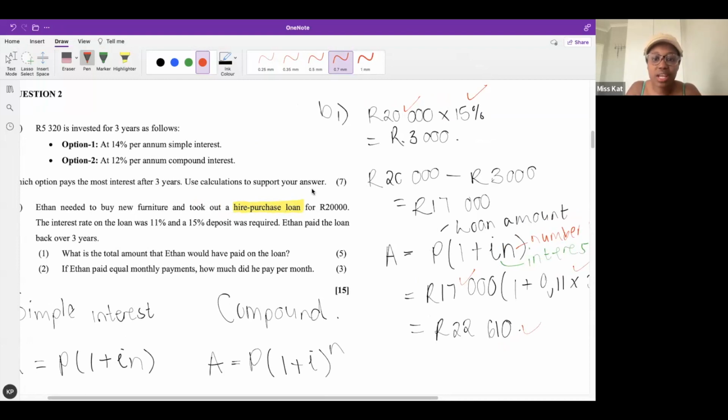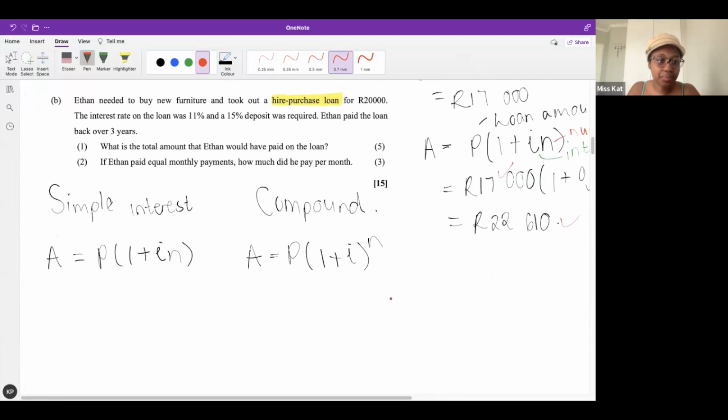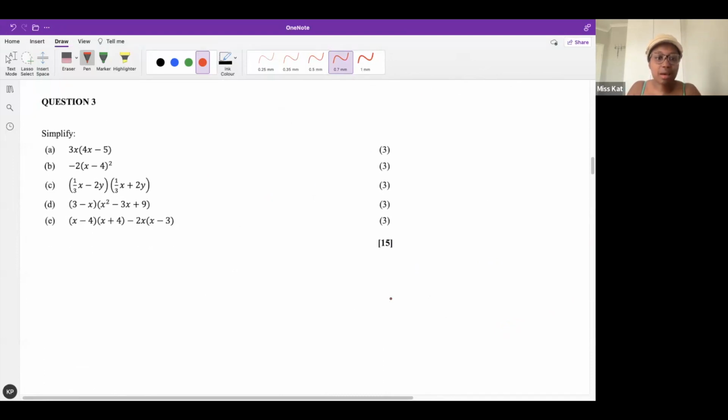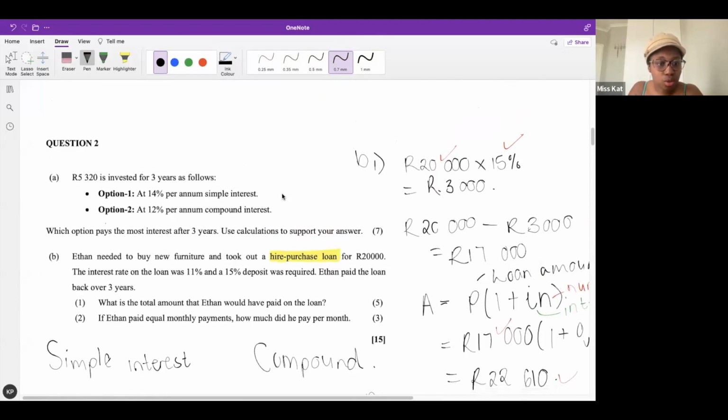Okay, question 3, 60% of us voted for me to do C and D. Let's see. Oh, we have stepped into algebra. C and D. The following says simplify. What's the difference between simplify and solve? Oh, we didn't do B2.